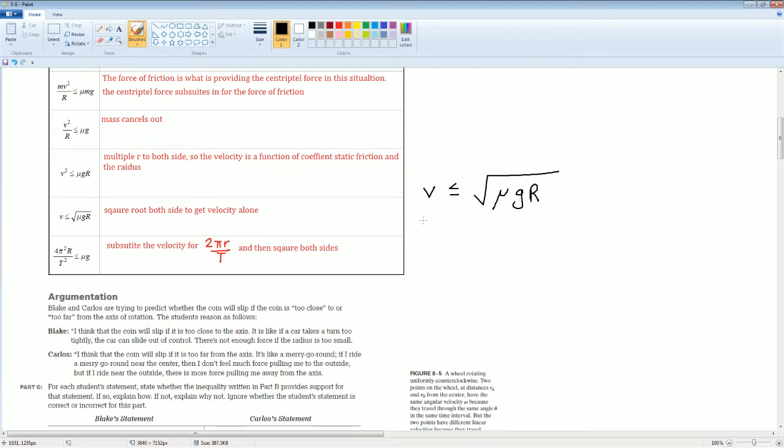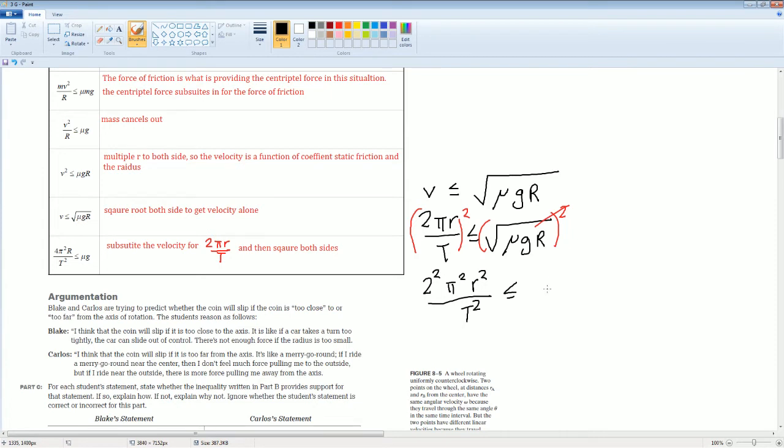Okay. The v became 2 pi r over t. Then they squared both sides, right? So this cancels out, so they're going to square both sides here. If they squared both sides, it should look like this. 2 squared pi squared r squared over t squared. Because you see how the squared goes to both terms. Here this gets canceled. This just becomes mu gR. Okay, good.